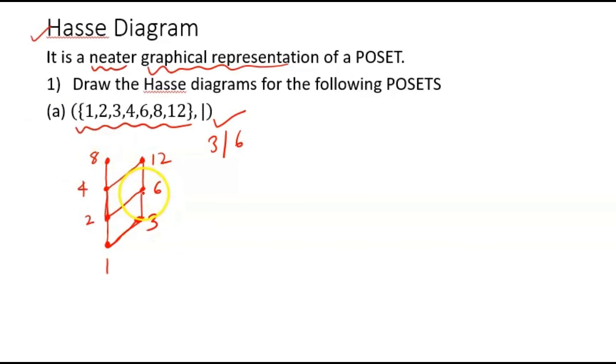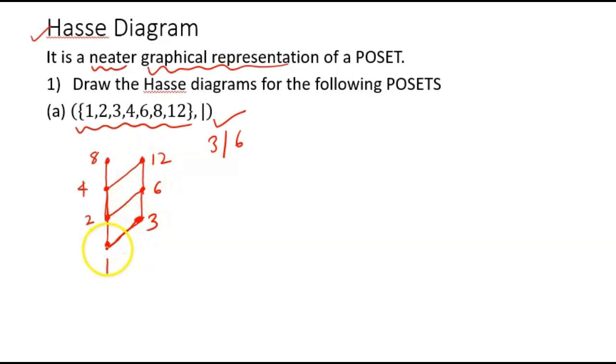Now you can see that 6 does not divide 8, so there is no path to move from 6 to 8, because we are always allowed to move in the vertical direction. So I can move from 6 to 12, but I can't move from 6 to 8. Similarly, I can't move from 3 to 8. Don't think that, sir, I can move from 3 to 6, 6 to 12, and then 12 to 4. No, the downward movement is not permitted. Only upward movement is permitted. So 3 to 6, 6 to 12 we can move.